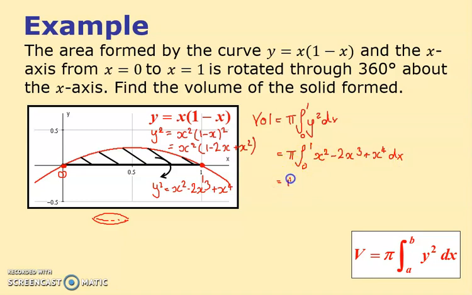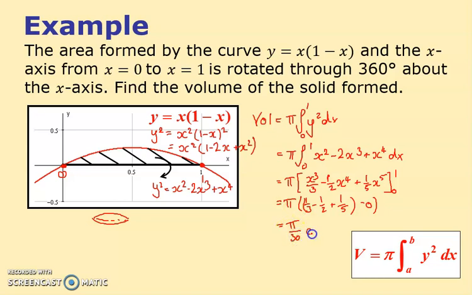If I integrate this I get pi times x cubed over 3, adding the power and dividing by the power, minus 2 times a quarter x to the 4, which is a half x to the 4, plus a fifth x to the 5, between 0 and 1. I always like these ones, when you put 0 in you get 0 out, so that makes it a lot easier. Pi times, putting 1 in, a third minus a half plus a fifth, and minus 0. Let me do that on my calculator: 1/3 minus a half plus a fifth, and I get a 30th. So this is pi over 30 cubic units.